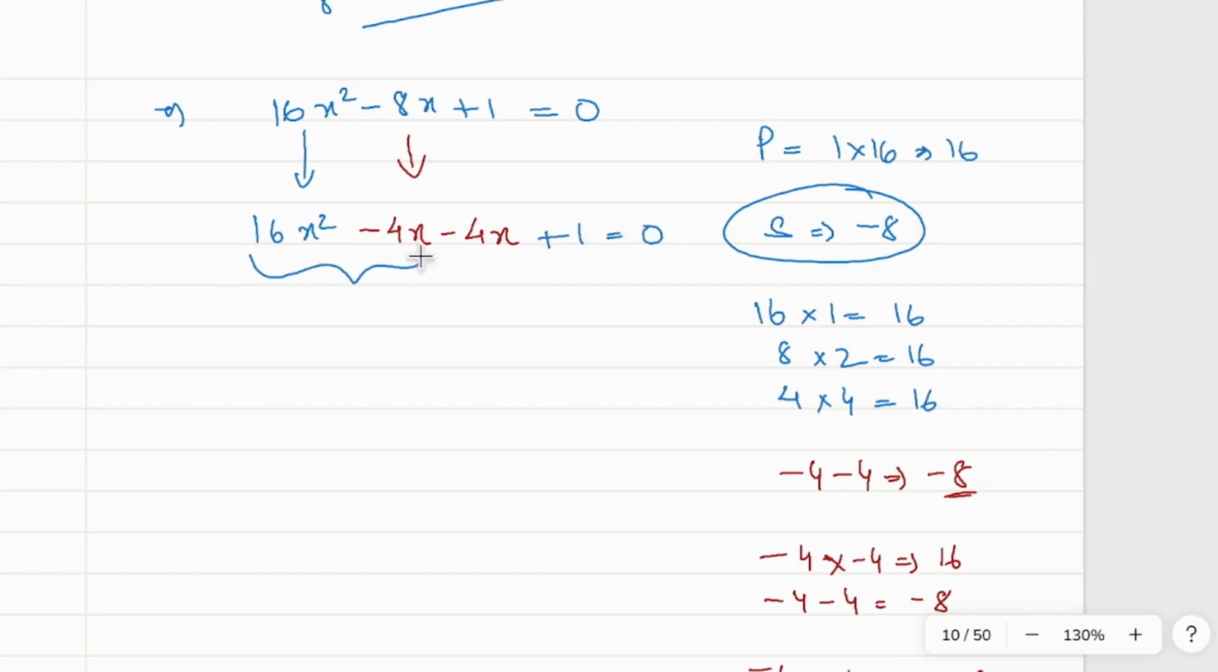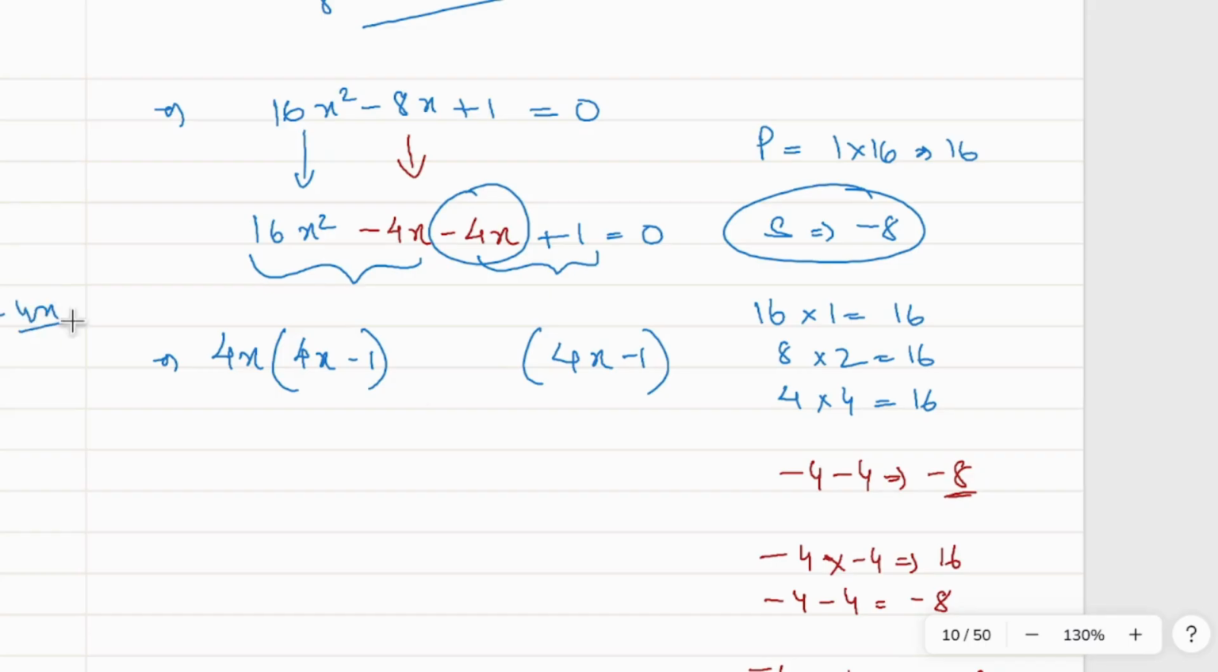Now what you have to do is group them like this. From here, 4x can be taken outside as common, so the remaining is 4x minus 1. Here also you can put 4x minus 1. So take the third term, minus 4x divided by this 4x, which gives me minus 1. So I need to insert minus 1 here. So my value is 4x minus 1 into 4x minus 1. In this way we can do it.